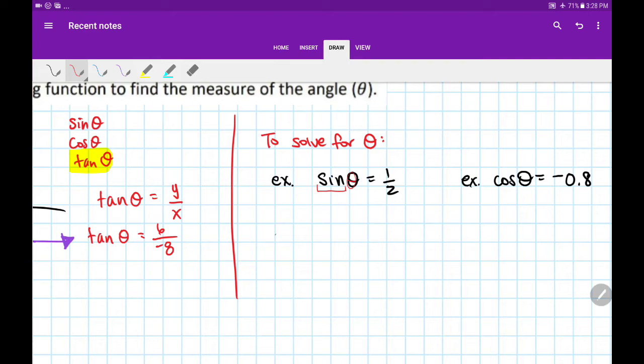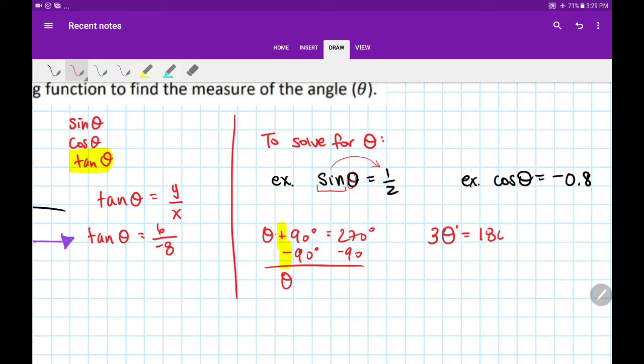So what I want to do is move sine to the other side, essentially. If I had theta plus 90 degrees equals 270, you would tell me to minus 90 on both sides to get theta by itself, because adding and subtracting are inverse operations. If I had 3 times theta equals 180 degrees, how would I get theta by itself? Right now it's being multiplied. Then you would tell me to divide by 3, because multiplication and division are inverse operations.